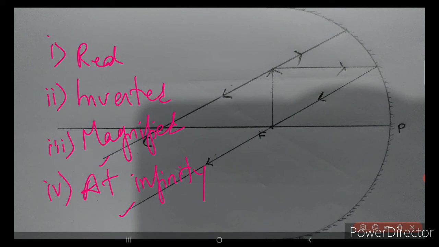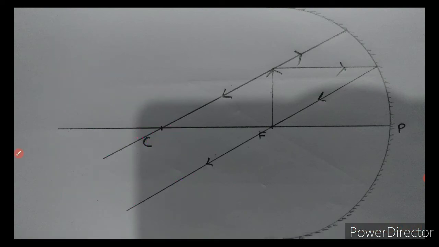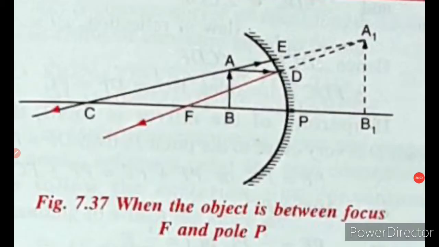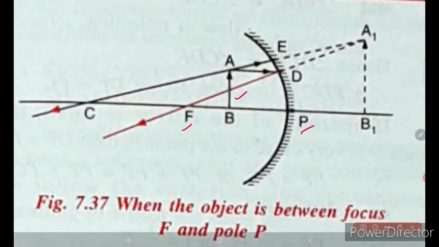Now we are going to the 7th and last case for the concave mirror, which is when the object is between the focus and the pole. So here we have the diagram. The object, you can see, is kept between the focus and the pole. Using the first convenient ray, any ray parallel to the principal axis after reflection should pass through the focus, right? And like in the previous case, any ray passing through the center of curvature must follow the same path. So I am drawing this ray.